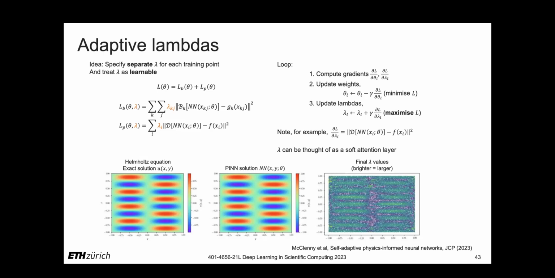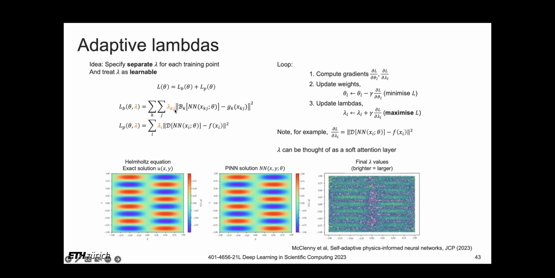Another idea is to treat those lambda values as actually learnable parameters. Can we actually learn the best value of lambda that minimizes the total loss best? There's this idea that just came out, this year or last year, called self-adaptive physics-informed neural networks. The idea is, instead of having a single lambda value for each loss term, we have a single lambda value for every single collocation point in the domain.